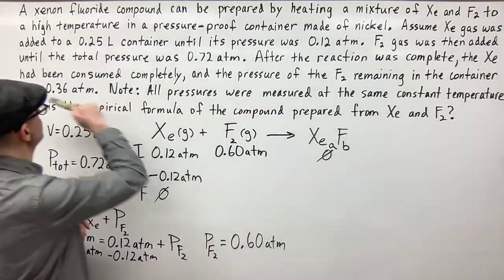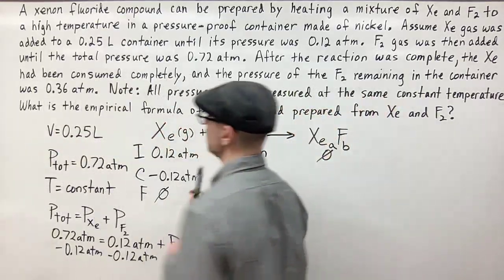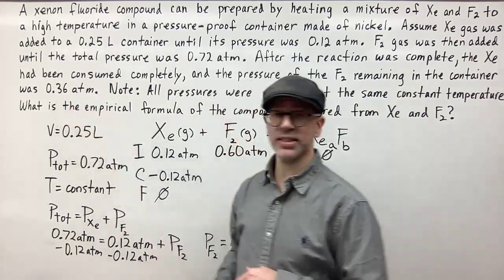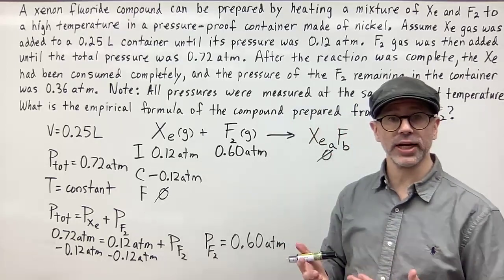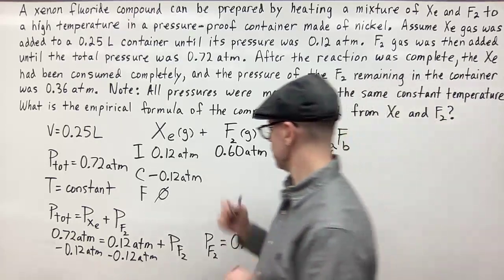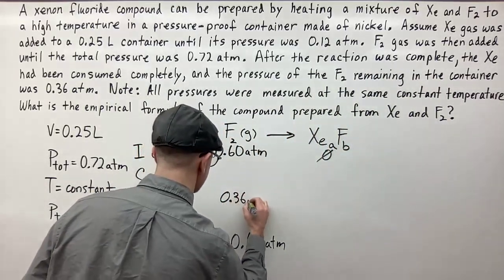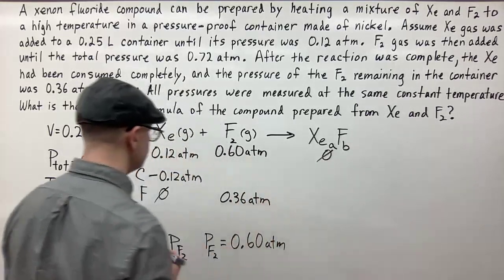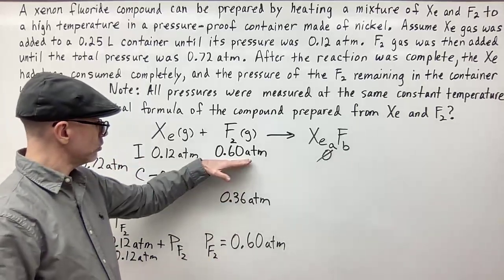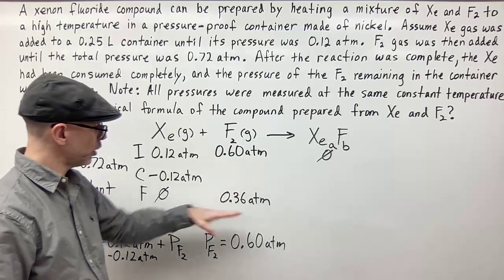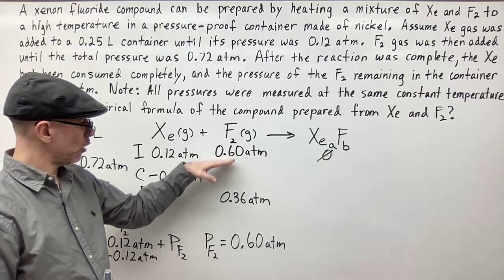Okay, let's keep going. So the xenon is consumed completely, and the pressure of fluorine remaining in the container is what? 0.36 atmospheres. So at the end, our final pressure of the fluorine is 0.36. So let's write that down. So we have in the final 0.36 atmospheres. Now we can figure out the change here of our fluorine because we know what the initial is, we know what the final is, and so again, we figure out what that is.